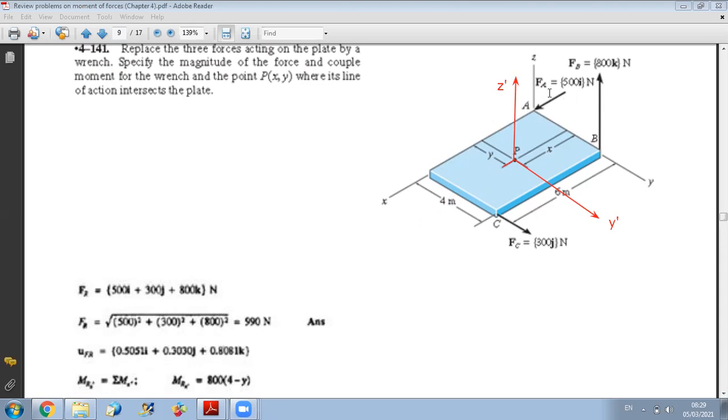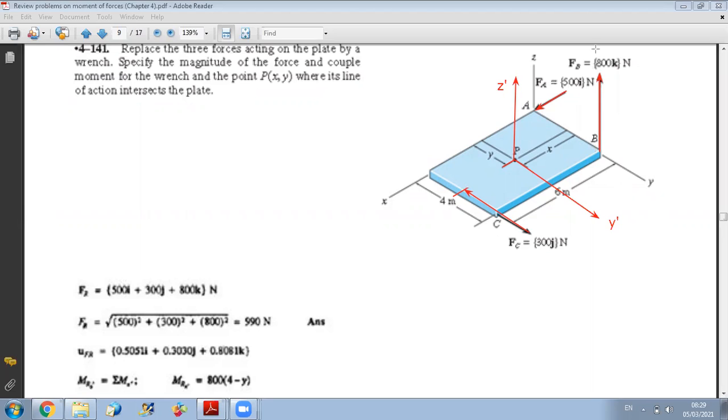How to do this? I start with the summation of moments about X prime. Does FA make a moment about X prime? No, because it's parallel to it. Does FC make a moment about X prime? No, because it's intersecting X prime. The only force doing a moment about X prime is FB. Right?